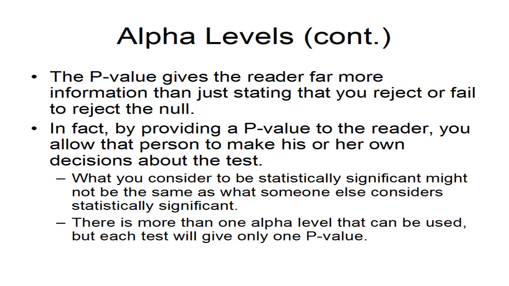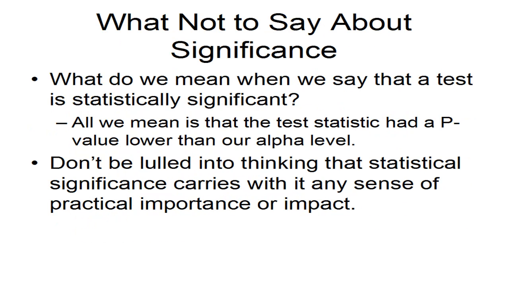In fact, by providing a p-value to the reader, you allow that person to make his or her own decision about the test. What you consider to be statistically significant might not be the same as what someone else considers statistically significant. There is more than one alpha level that can be used, but each test will give only one p-value. What do we mean when we say that a test is statistically significant? All we mean is that the test statistic has a p-value lower than our alpha.